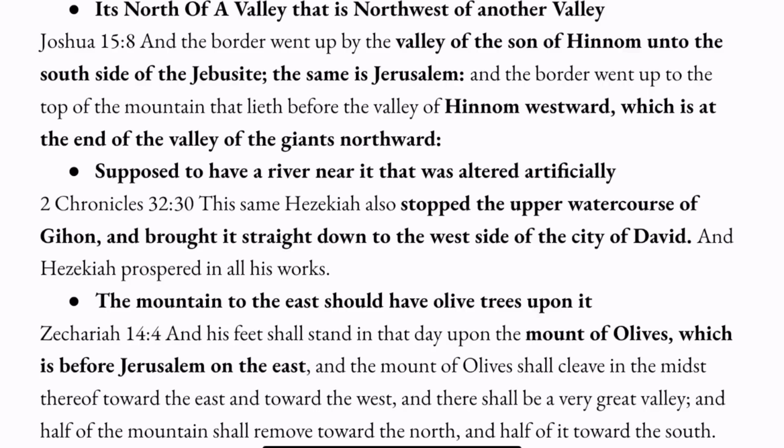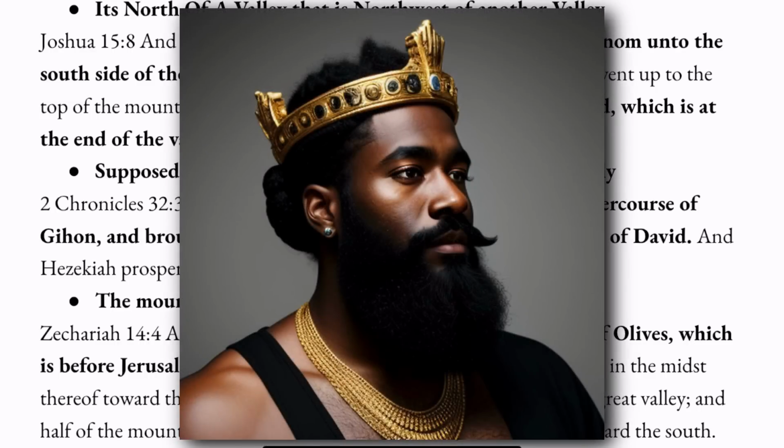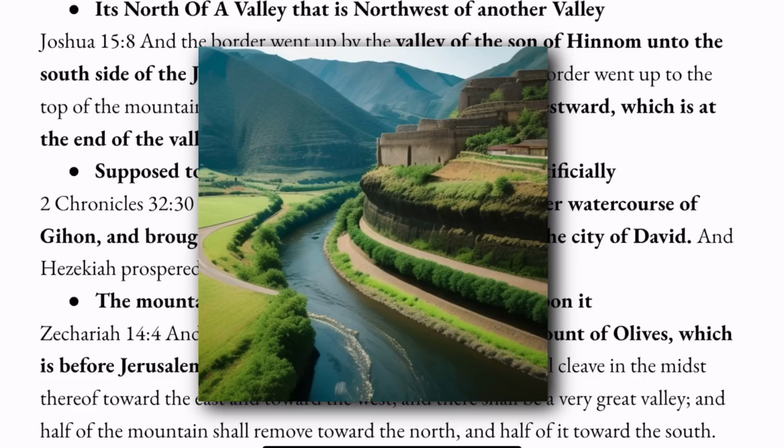Also, it's supposed to have a river near it that was altered artificially. 2 Chronicles 32:30. The same Hezekiah also stopped the upper watercourse of Gihon and brought it straight down to the west side of the city of David. And Hezekiah prospered in all his works.